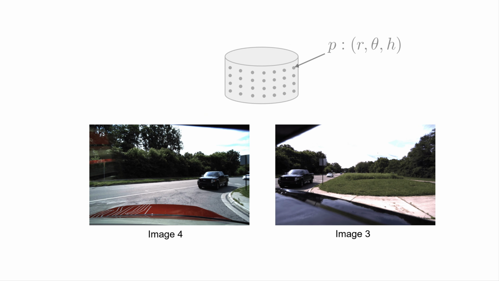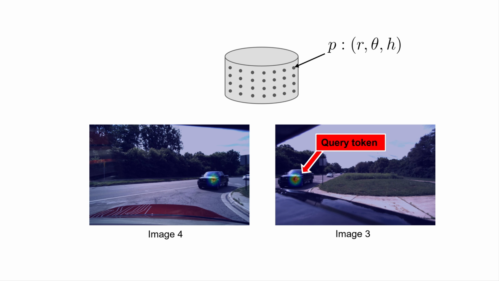Based on the geodesic distance between positions of the tokens on the cylinder, we use a truncated Gaussian kernel to define and weight cross-view attention. This way, we constrain the attention of a query token to only geometrically plausible regions.